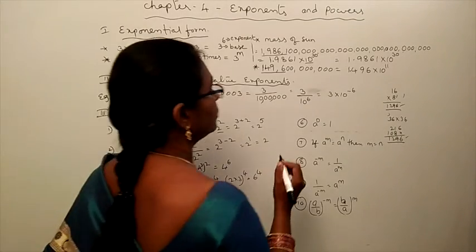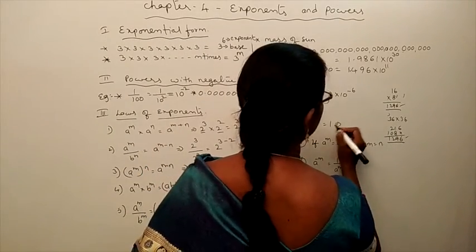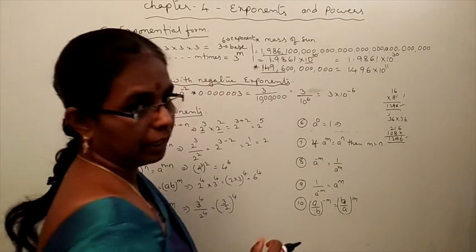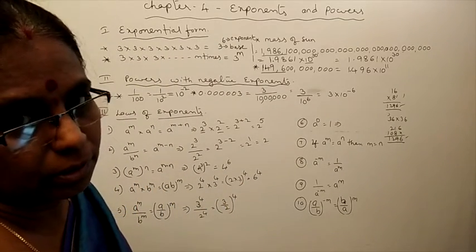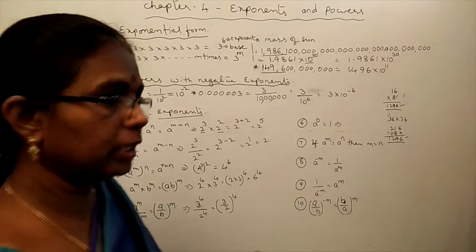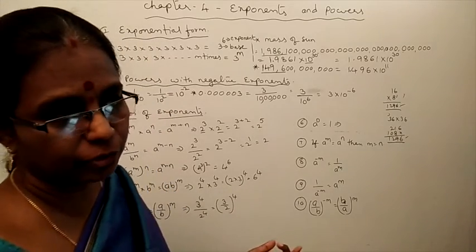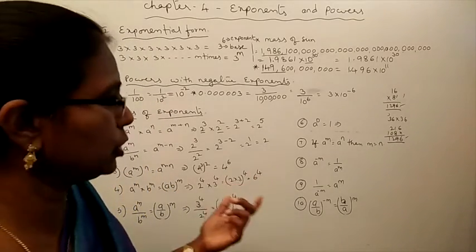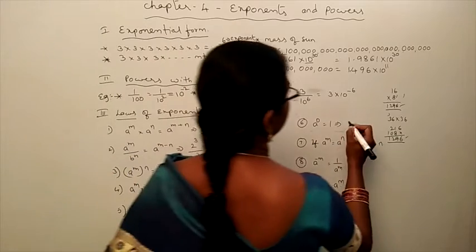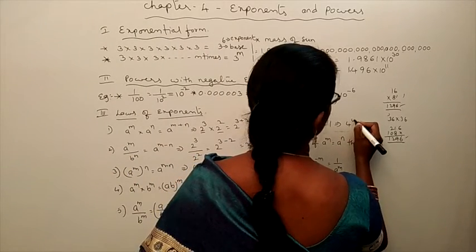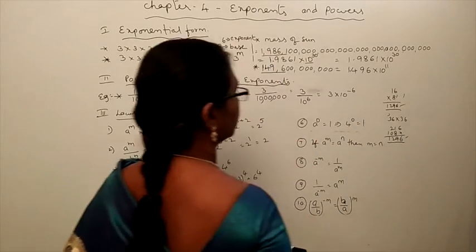Now a to the power of 0 is equal to 1. Any number, whether whole number or integer or anything, if you raise it to the power 0, then it is equal to 1. Means 4 to the power of 0 is equal to 1.